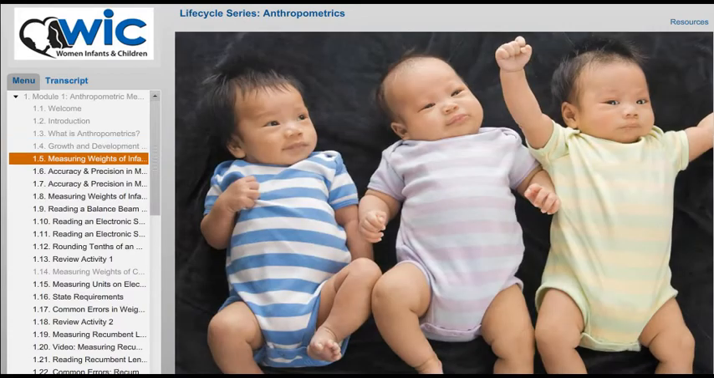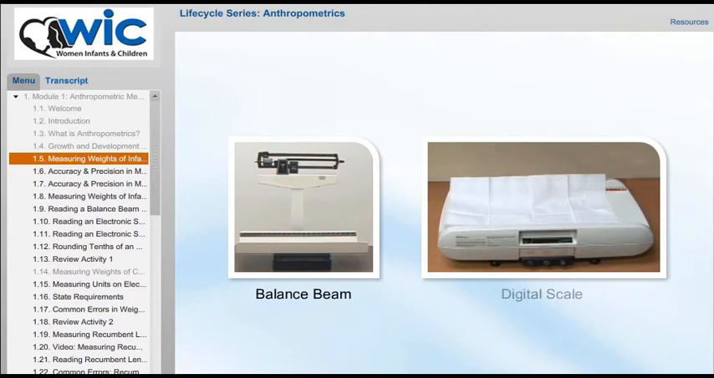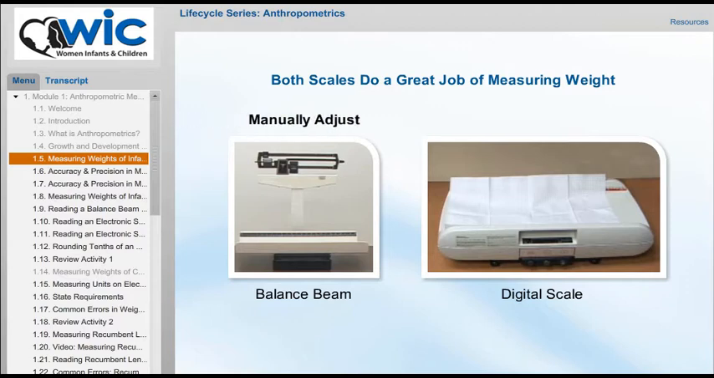The first anthropometric measurement you'll be learning about is how to take the weight of an infant. And depending upon the clinic you'll be working at, you'll either be using an infant balance beam or digital scale. Both scales do a great job of determining an infant's weight. It's just that with a balance beam scale, you'll have to manually adjust it to determine weight, whereas with a digital scale, the weight is taken at the press of a button.